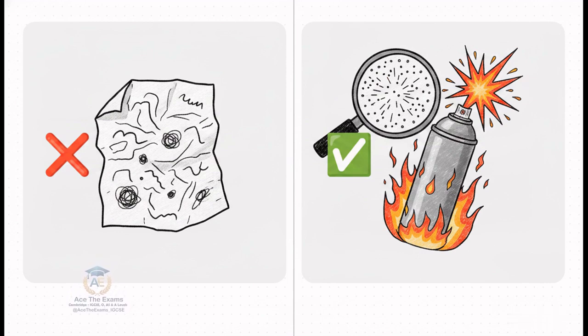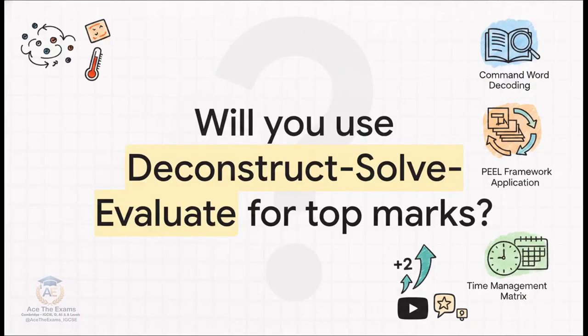Do you see the massive difference there? It is highly precise, it utilizes the correct scientific terminology, and it is entirely married to the specific context of the can and the fire. So, we have finally arrived at the finish line of this specific event. We've gone from a 0% mark potential right up to 100%. The complete physics answering system comes down to 3 non-negotiable rules that guarantee top marks. Number 1, command word decoding. Number 2, strict Peel framework application. And number 3, using your time management matrix to evaluate your answers.